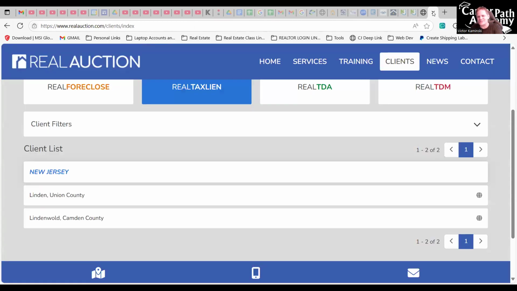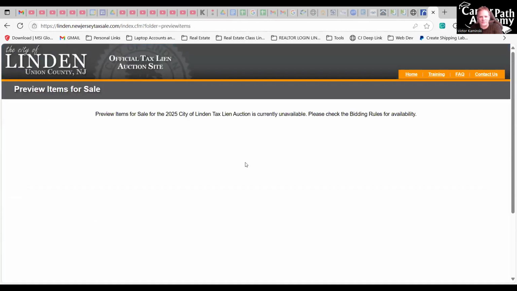Yes, understandably so. But they don't have anything up there now. They recently had an auction, but it's not even up there now. As you can see, in the register of preview items, they recently had an auction, yet it's currently not available. So it could be just that Real Auction is updating stuff and it's not available right now. Check back in a couple hours and it'll probably be available for you.